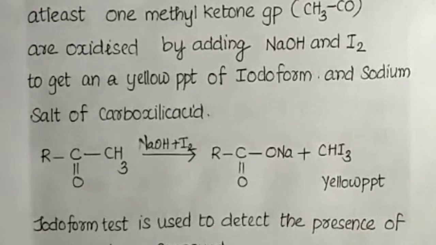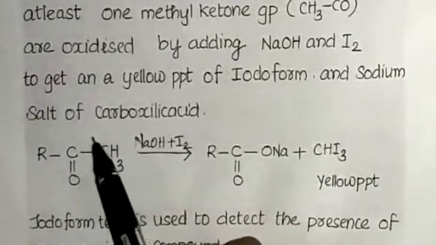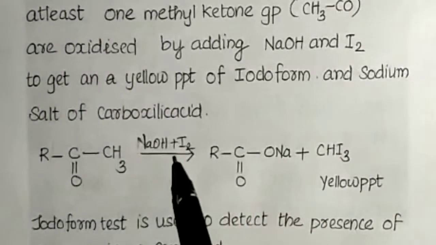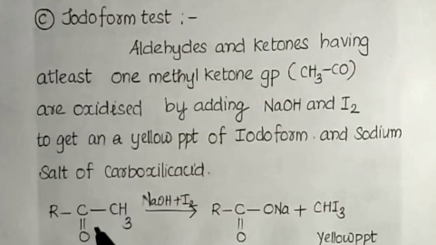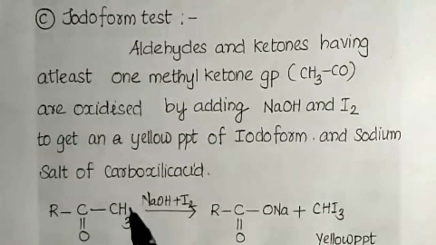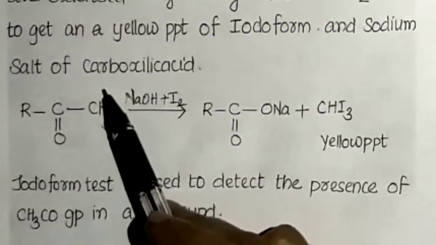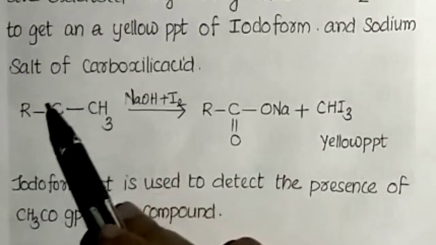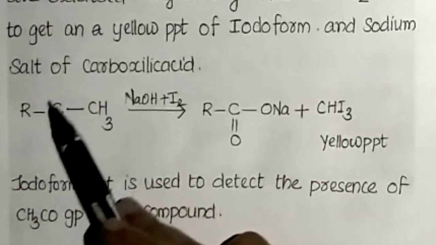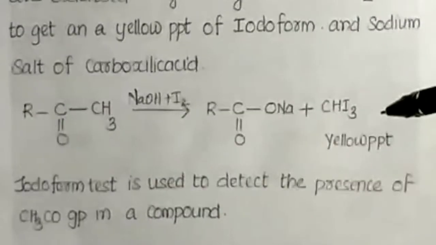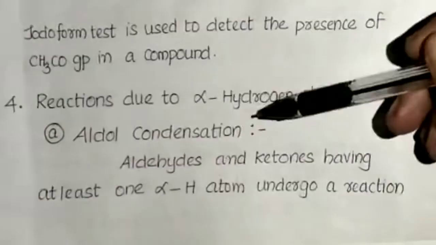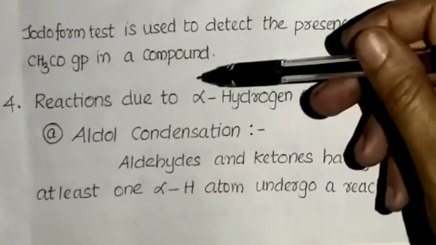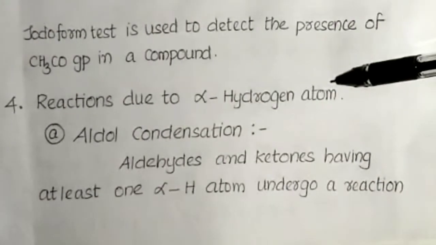Any compound, whether an aldehyde, ketone or alcohol, which consists of a CH3CO group, on heating with NaOH and iodine gives a yellow precipitate of iodoform. We can conclude that a CH3CO group is present in that compound. It is a test for a methyl ketone group. If a methyl ketone is present in a compound, we get a yellow precipitate of iodoform on heating with NaOH and iodine. Next are reactions due to the alpha hydrogen atom.